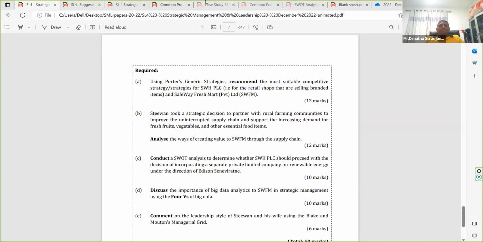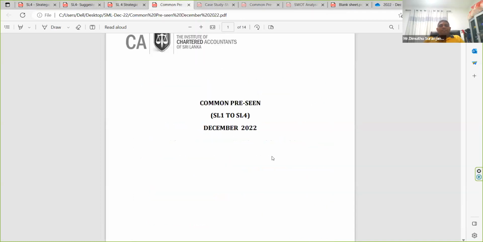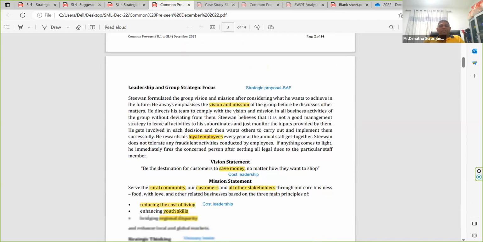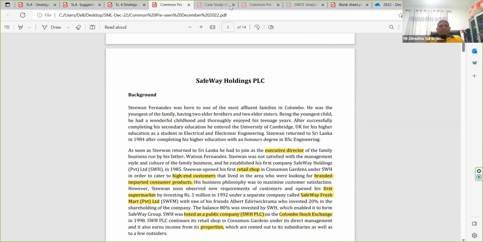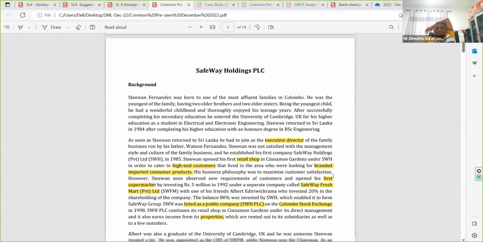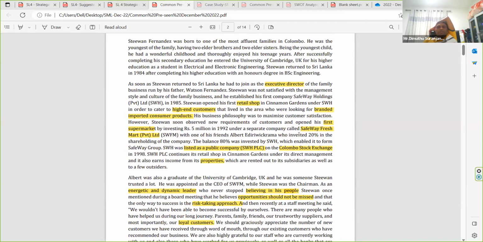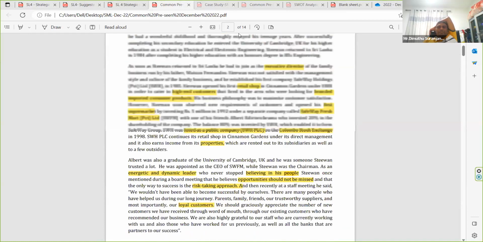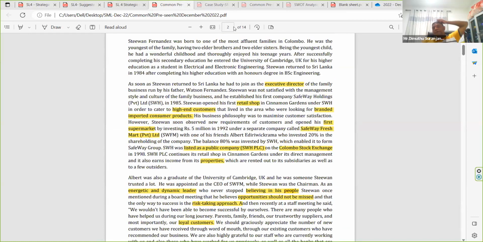I will look at the pre-seen. This is the pre-seen, last time's pre-seen. We'll quickly look at this. Otherwise, I can spend 3 hours on this itself. Then 4 hours actually: reading part 3 hours, then analyzing the questions another 1 hour. So Arnold may not be happy with that. I don't have time to have a lengthy discussion like that.